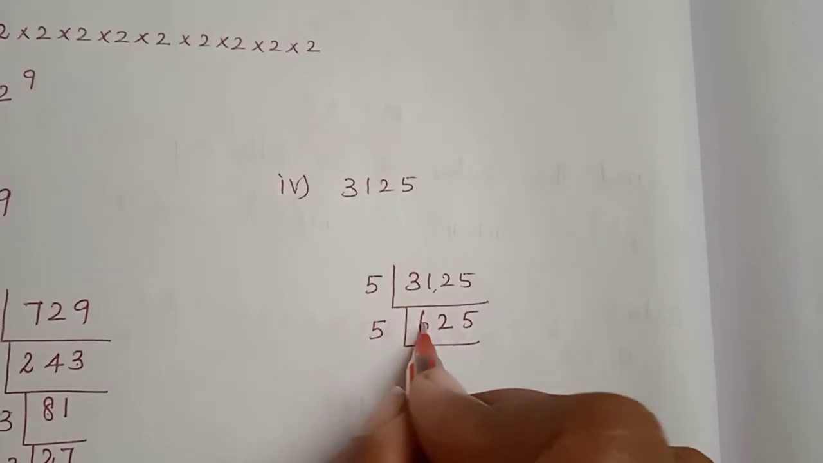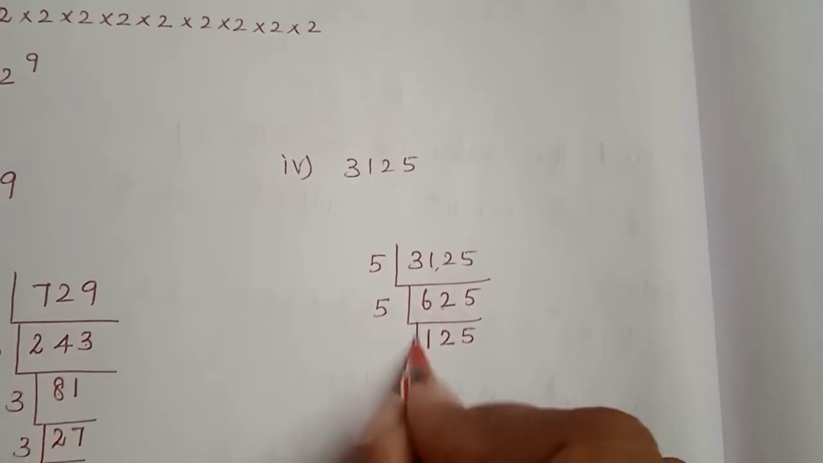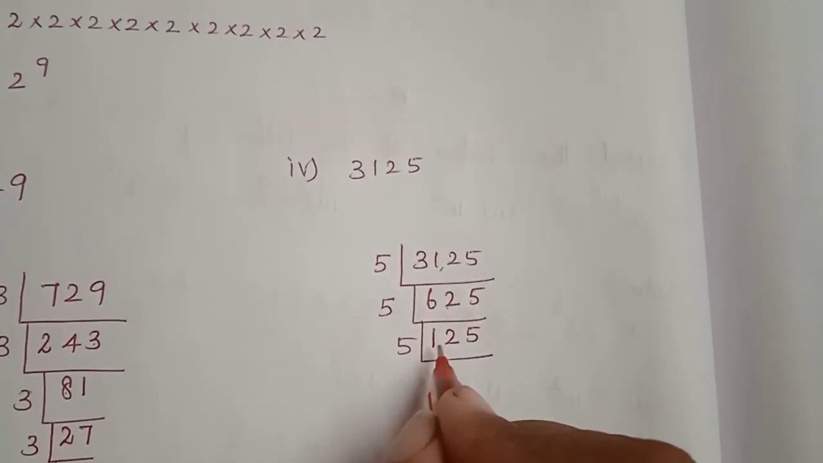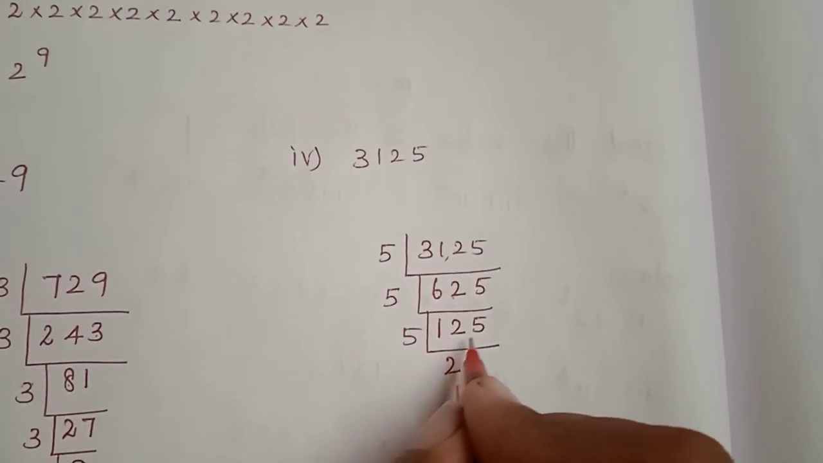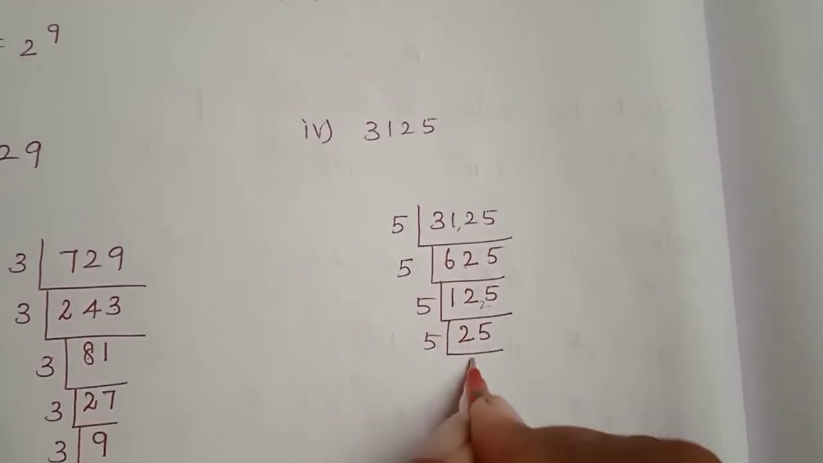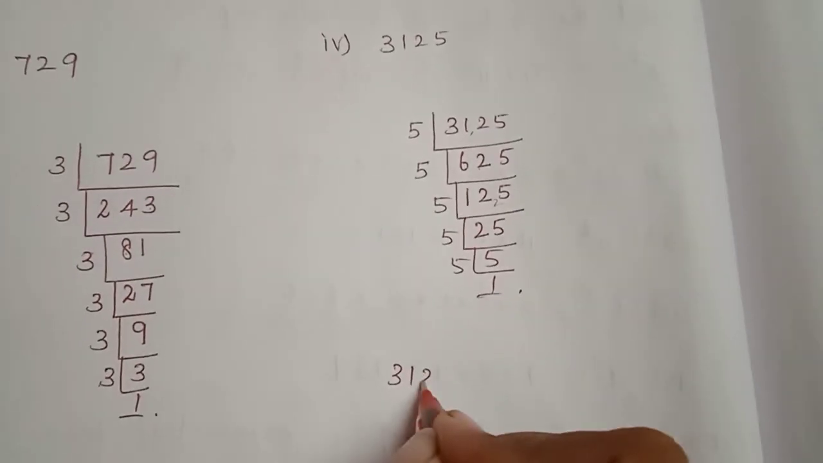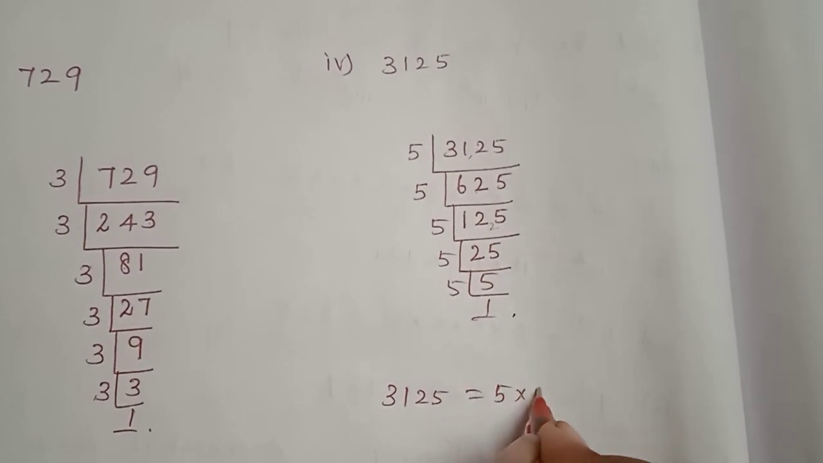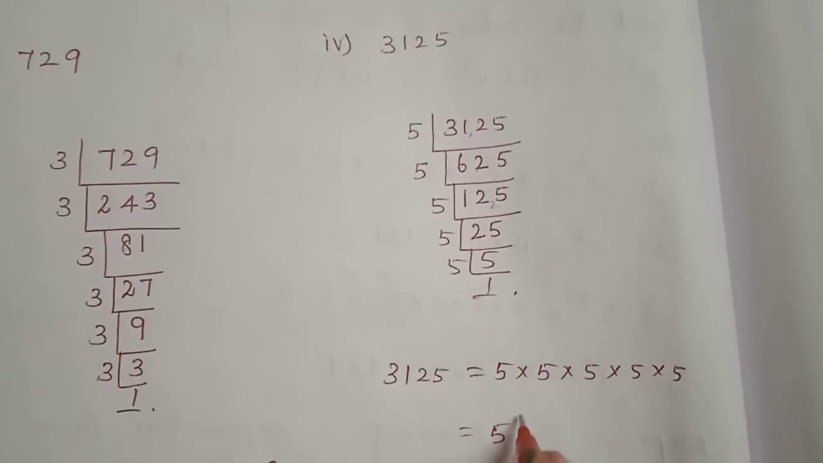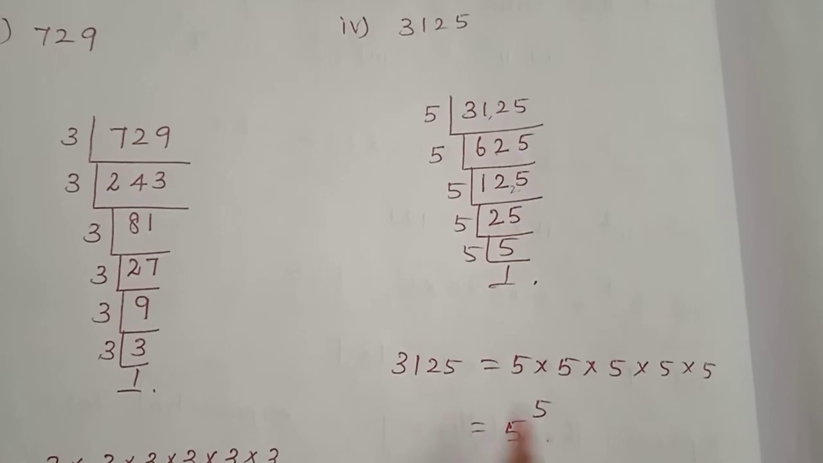Now divide by 5 again. In 6, 1 time, remaining 1. In 12, 2 times; 2 fives are 10, 12 minus 10 is 2, that is 25. In 25, 5 times, and again divide by 5. Therefore 3125 equals 5 into 5 into 5 into 5 into 5, which is 5 power 5. This is the exponential form of 3125.